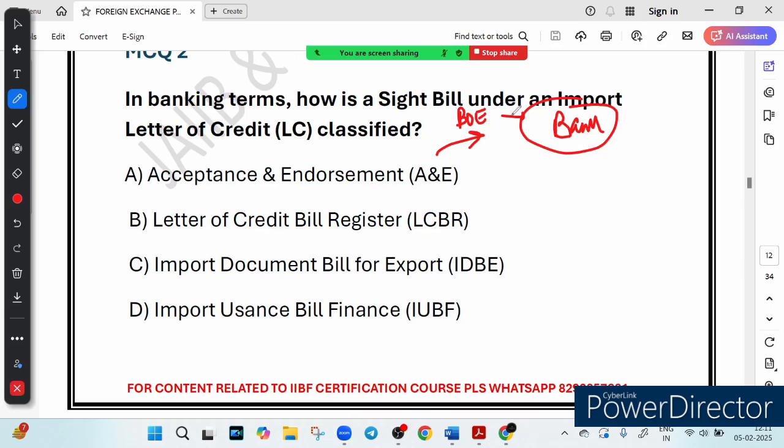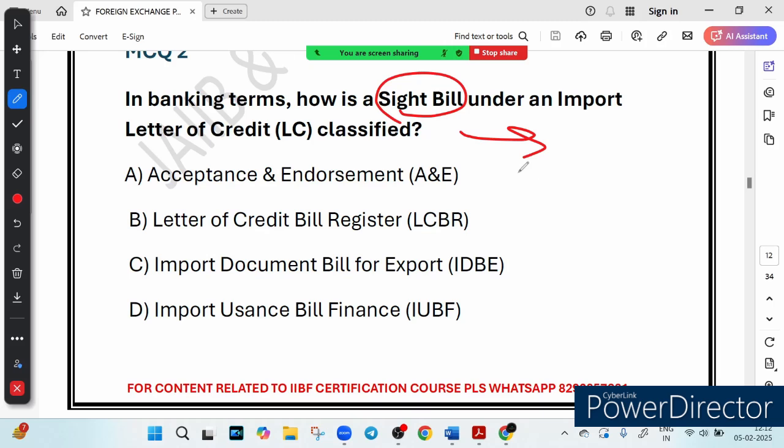For example, John, a business owner, needs to pay for goods he is importing. If his bank accepts the bill, this would fall under acceptance and endorsement, but not when it comes to a sight bill. So this is not the correct classification for a sight bill. Option B says LCBR, which is letter of credit bill register. LCBR is the correct classification of a sight bill under LC. Do you know the meaning of a sight bill? It means that payment is required immediately upon presentation of the document. Once I present the document, give me payment. That is the exact definition of the sight bill.